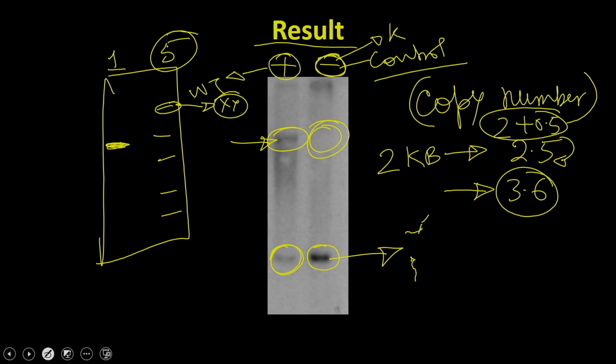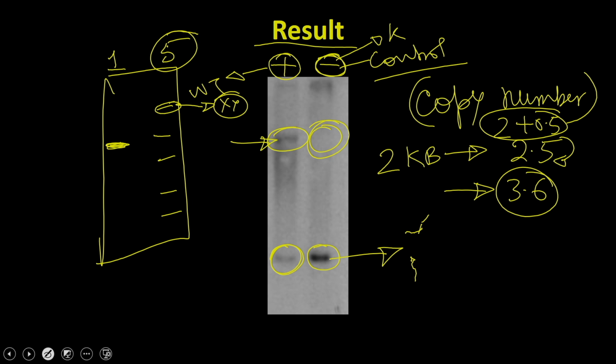So, these are the major applications of Southern blotting. Either you can look for the presence or absence of a particular gene if you are doing a knockout experiment, or you can look for the copy number, the number of copies of that particular gene present in the genome.